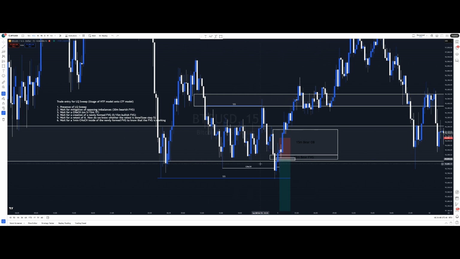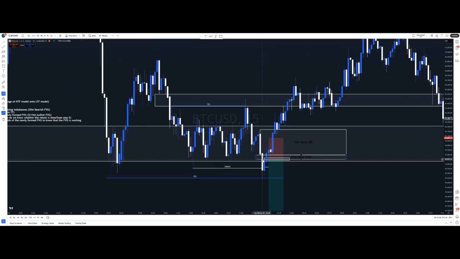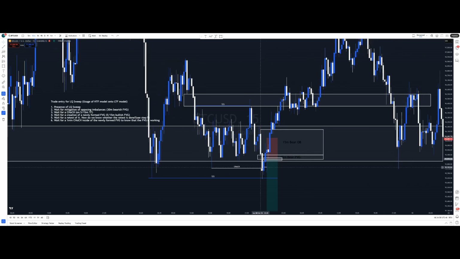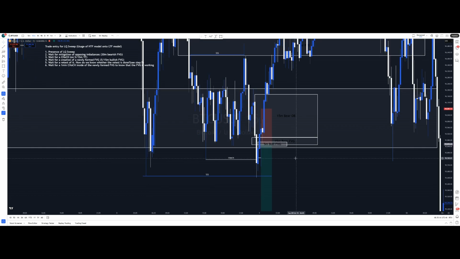So anyways, after the change of character, we wait for the creation of a newly formed fair value gap. So price headed upwards, and when price came downwards to create the change of character with your body candle close, it created a 15-minute bearish fair value gap, alongside the 15-minute bearish order block. So as price hits up, it also created a 5-minute very bullish fair value gap. So of course we have to wait for it to be mitigated.